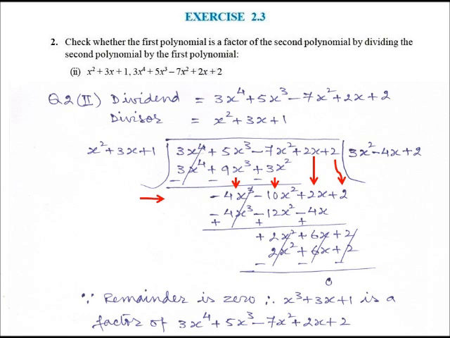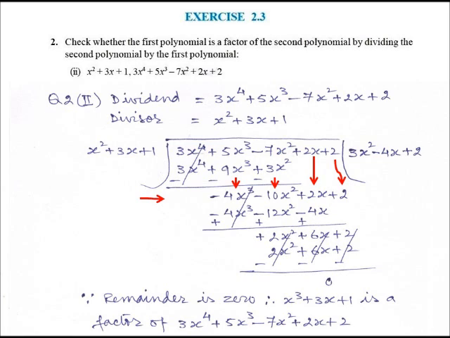The difference of minus 9x cube and plus 5x cube, that is minus 4x cube, will be written in the next line, and the addition of minus 7x square minus 3x square, that is minus 10x square, will be written in the next line. 2x will be brought down and 2 will be brought down.